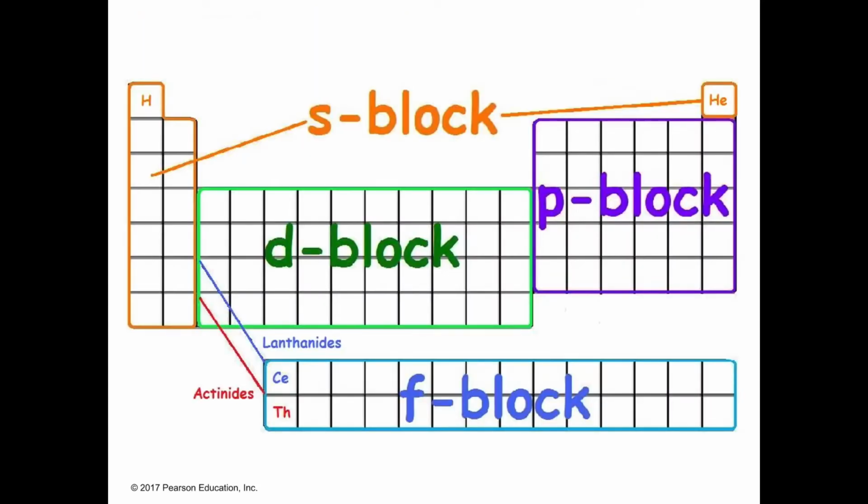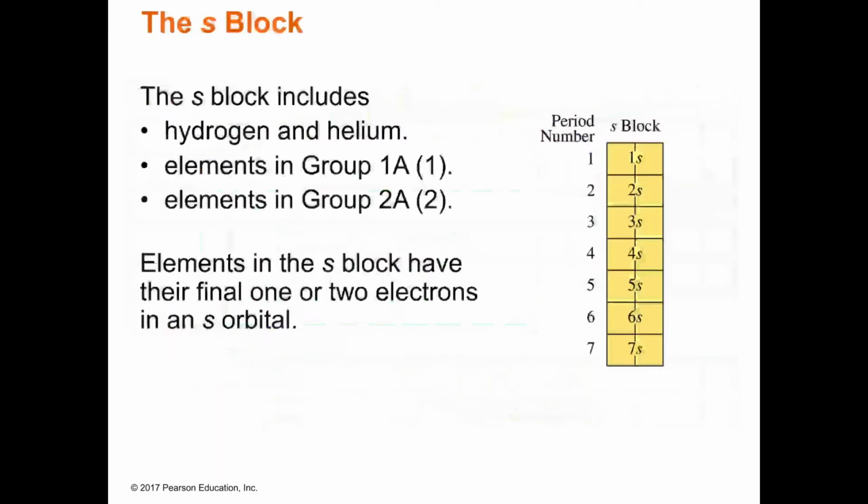Here's another way of looking at it. You could just outline it, SPDF, whatever is the easiest for you to read. This is usually how I would do it, so I can still see the elements. So if we're looking at the S block, it includes hydrogen, which would be here, and helium, and then all of the elements under those.